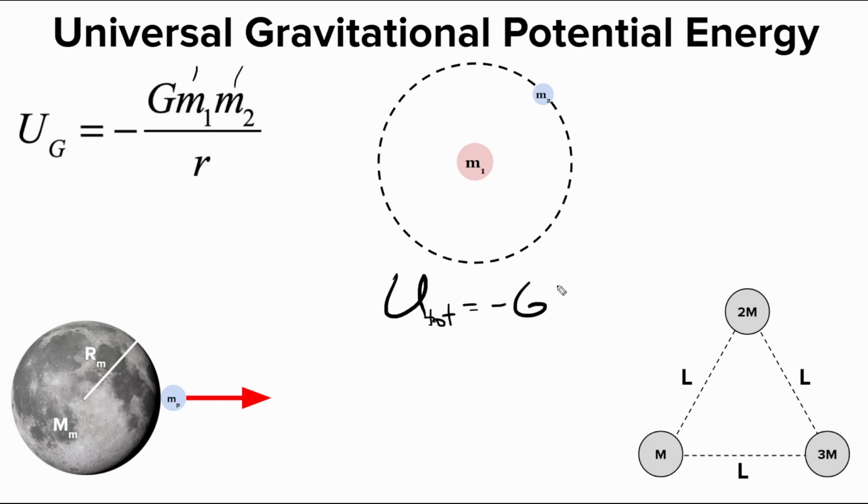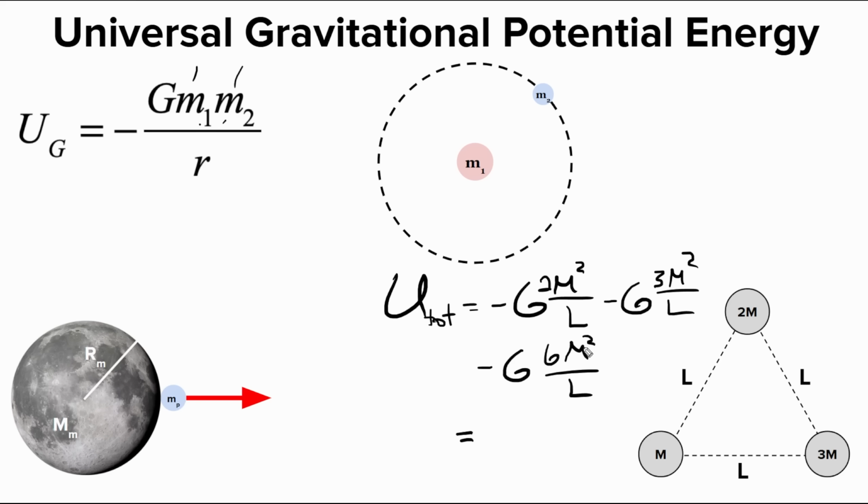So I have negative big G, m times 2m would be 2m squared, divided by the distance between them, L. Don't write it as 3m. You're not adding the masses. You're multiplying the masses. So m times 2m is 2m squared. Then I have another one, minus, we'll do m and 3m. So minus big G, m times 3m is 3m squared, divided by the distance between them, L. And there's only one more pair. It's the 2m and 3m. So I have minus big G, 2m times 3m would be 6m squared over L.